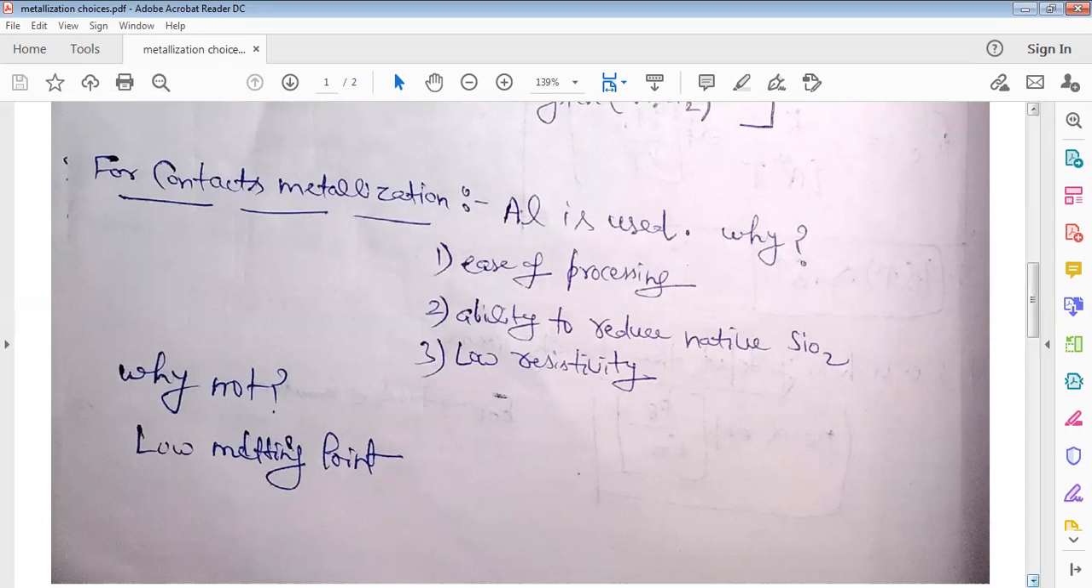But aluminium has some disadvantages. First one is it has a low melting point. So suppose in some fabrication process, the desired temperature is increasing to the melting point of the aluminium, and we have already done the metallization process. So that will be a problem.